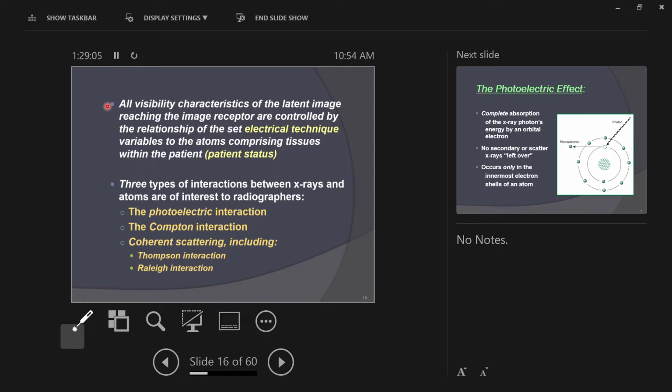The entire remnant beam that carries the image signal is controlled by the relationships of the set exposure technique variables and the atoms comprising the tissue within the patient. What is the patient made of? Okay. By the way, what are we made of? What kind of atoms are you going to find inside a person?